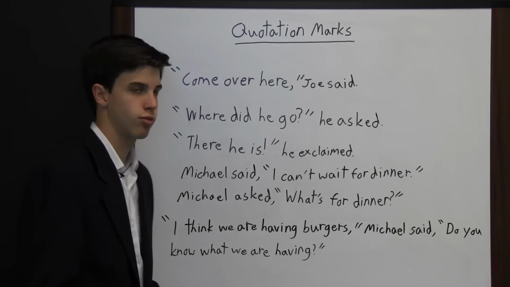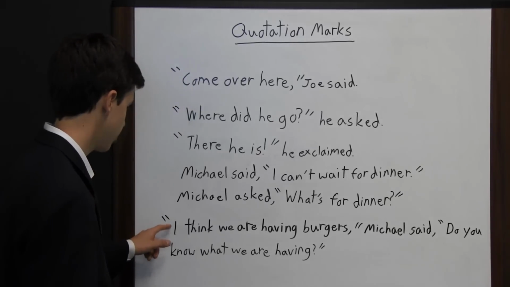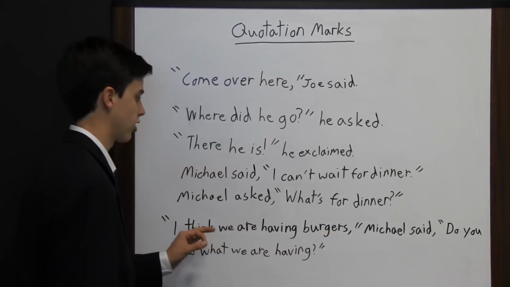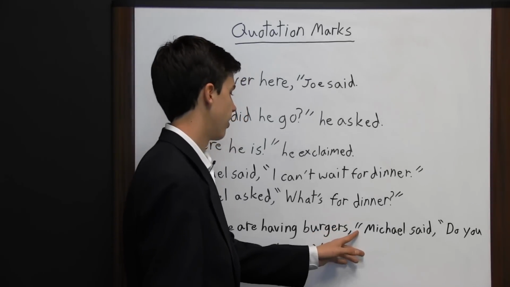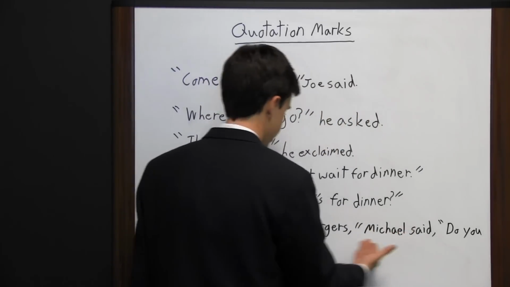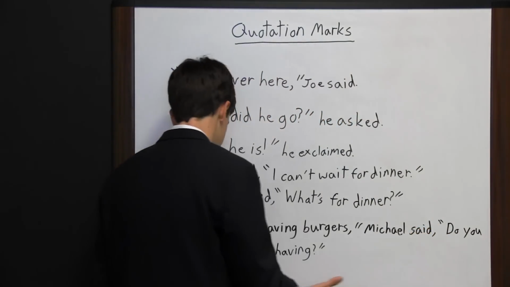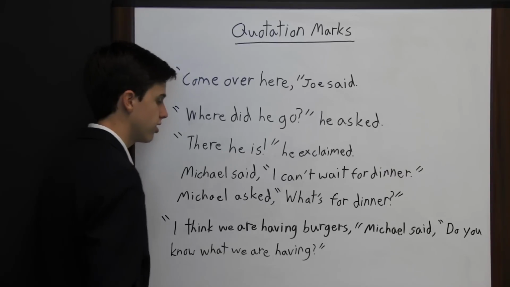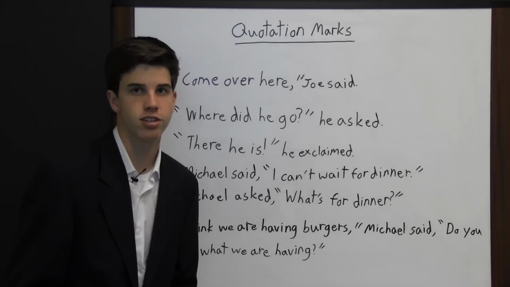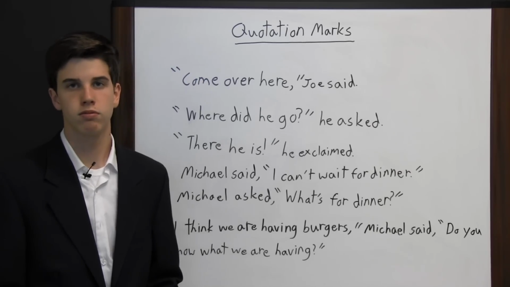So right here, there's two quotes within one sentence. So it says, "I think we are having burgers." So we open up with quotation marks. We have the quote right here. We end with a comma because this is a declarative sentence. Then we have another set of quotation marks. Then we have something outside of the quotes because we're saying that Michael said this. And then we continue on with what Michael said. So we open up with quotation marks. And it says, "Do you know what we are having?" This is a question, so we use a question mark. And then we end with quotation marks. So those are the important things you need to remember when using quotation marks.